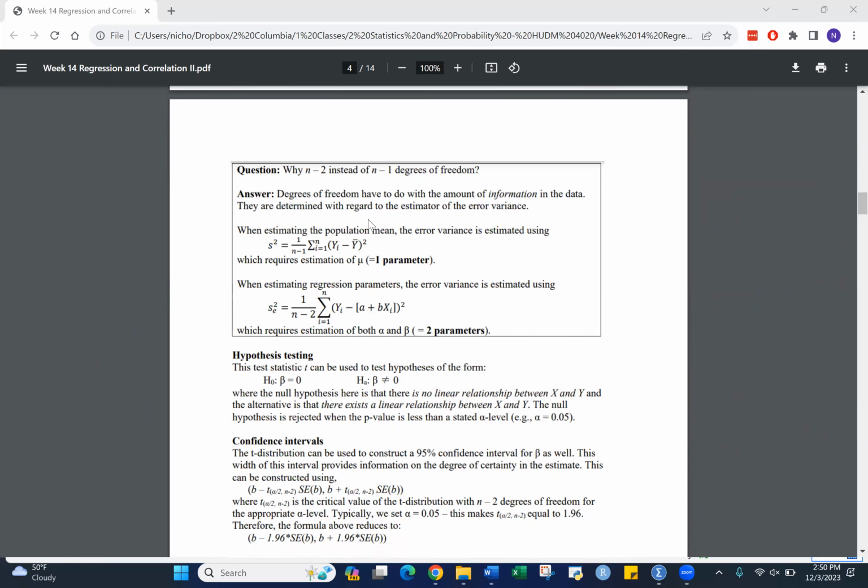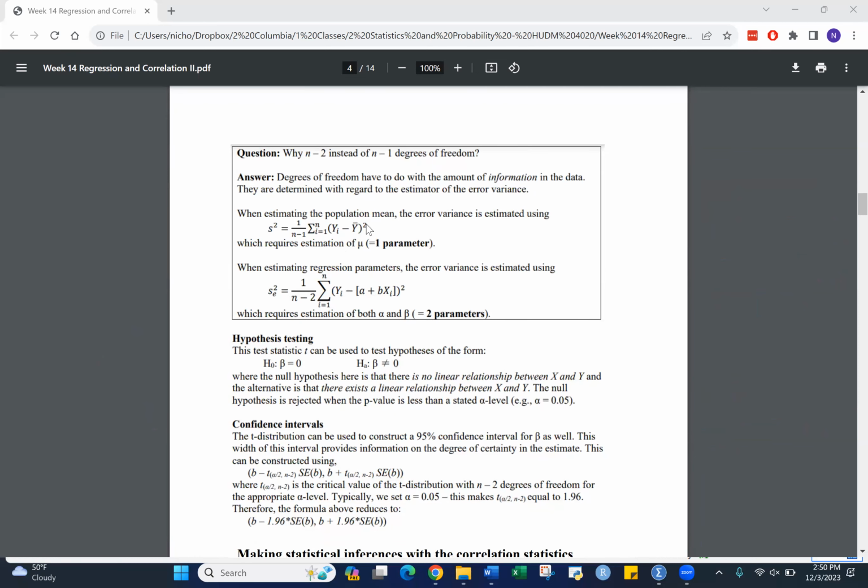So there's a little call out box here if you want to read about why we use n minus 2 rather than n minus 1 degrees of freedom. You'll notice that when we did the variance and standard deviation statistics, they have an n minus 1 in the denominator. You'll notice in the covariance formula we looked at last week, there's an n minus 1 in the denominator. So n minus 1 is perhaps more common.